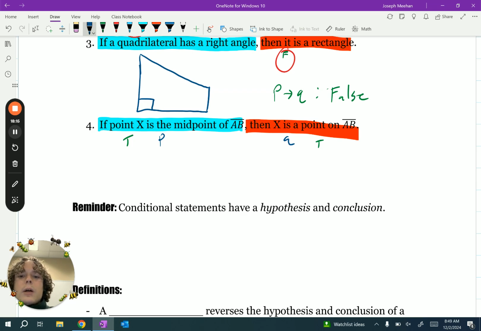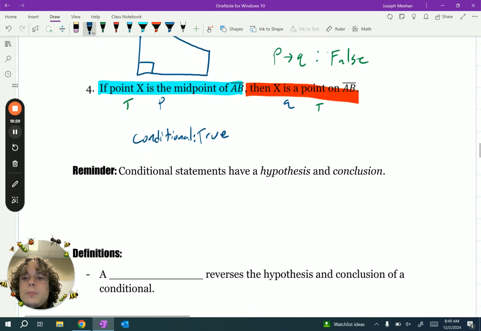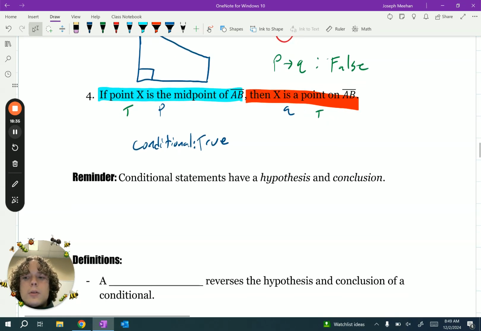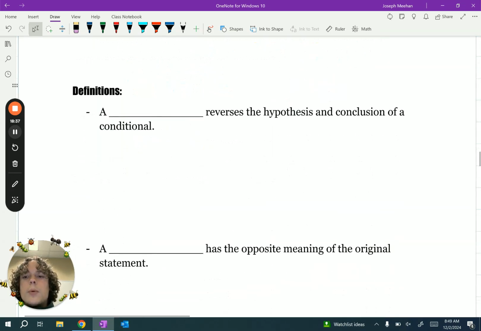So if we have if P then Q, if true then true, that means the conditional is going to be true. Sorry, not the conclusion, the conditional, right? The if P then Q is true. All right. So reminder, conditional statements have a hypothesis and a conclusion. And we're going into some definitions.